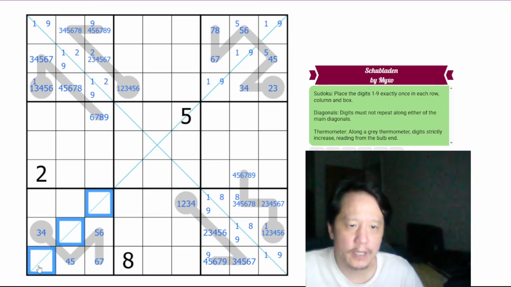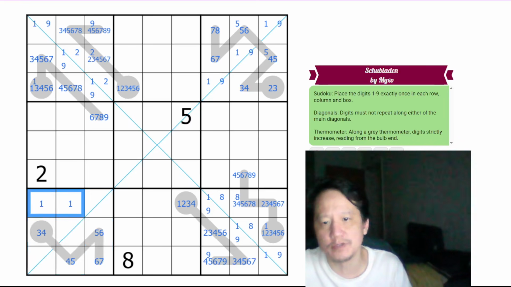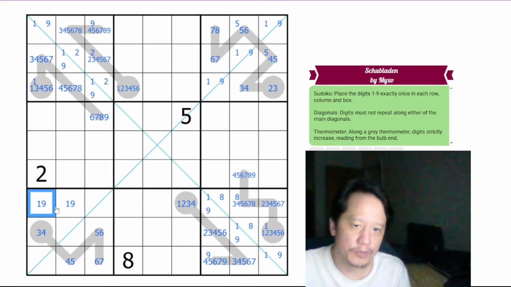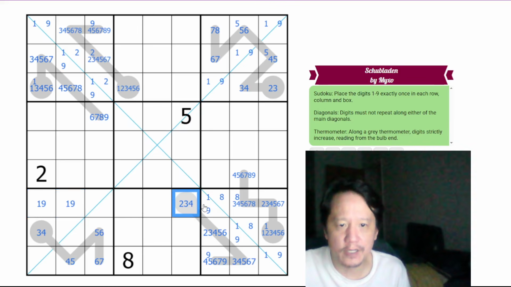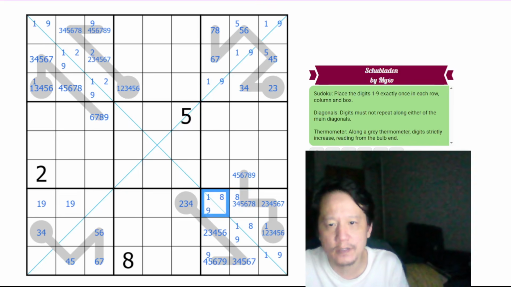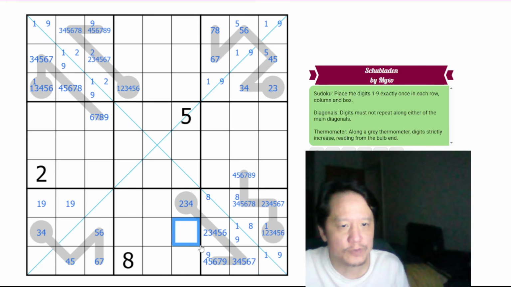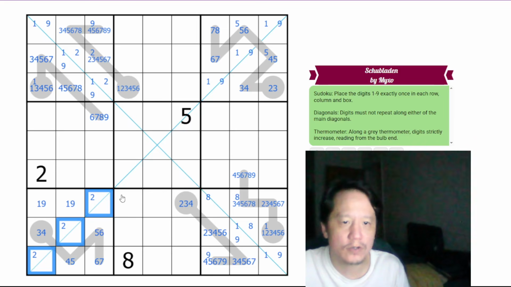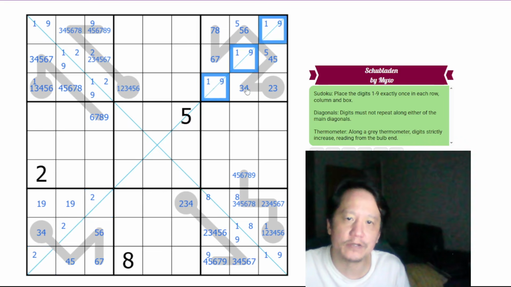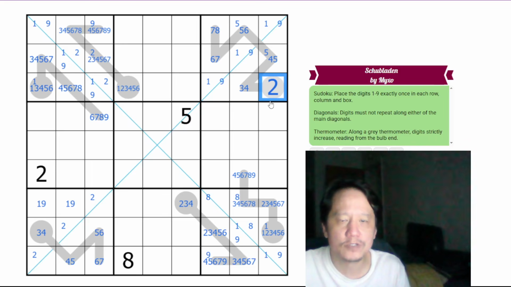So 1 and 9 cannot be on this diagonal. Where is 1 and 9 in box 7? It must be here. So this is 1, 9 as a pair, which eliminates 1 and 9 in the rest of the row. So this cannot be 1 or 9. Therefore, 1 is one of those 3. 2 has to be on the diagonal here, which means 2 cannot be on the diagonal here, so this must be 2. So we have 2 there, which means this can't be 2 here.